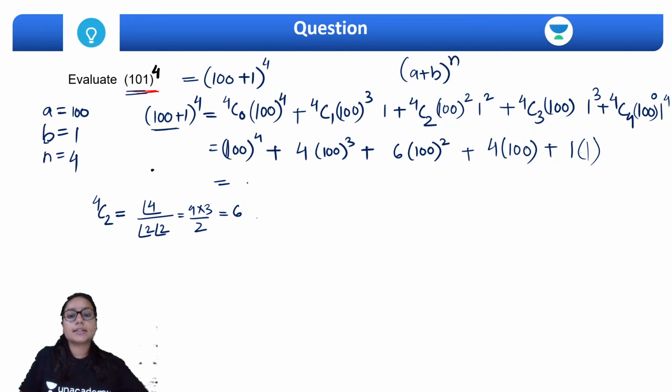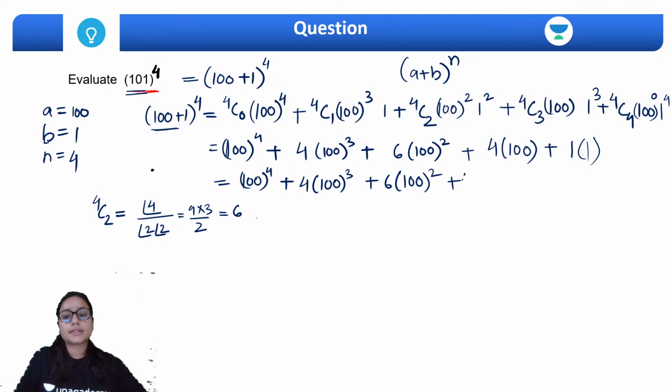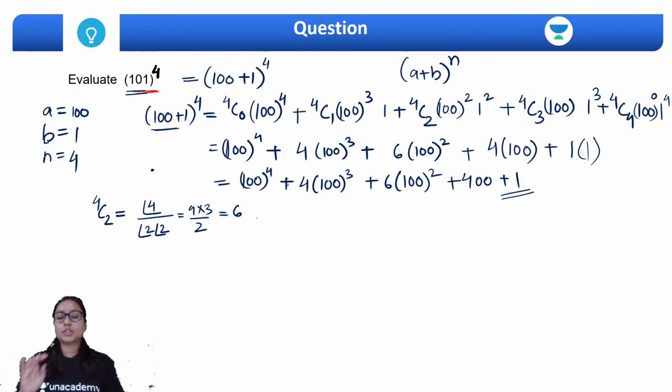Hence, finally our answer is 100 raised to the power 4 plus 4 into 100 cube plus 6 into 100 square plus 400 plus 1. Okay, so this will give us the final answer. Let us try to solve this. Let's see what I will get. Solving this is not a very difficult job, whereas finding it directly will take a lot of time. So 100 four times.